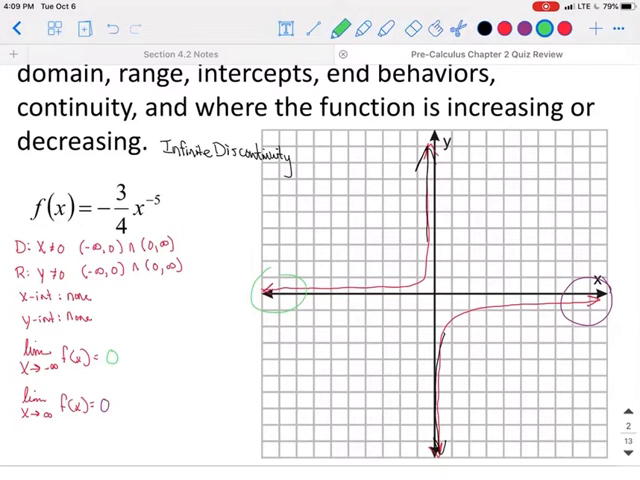And we need to say when the graph is increasing and decreasing. So starting from a very small x, from negative infinity until we get to about 0, the graph is going up, or it's increasing. And then from the other side of 0 until we get to positive infinity for x, the graph is once again increasing.